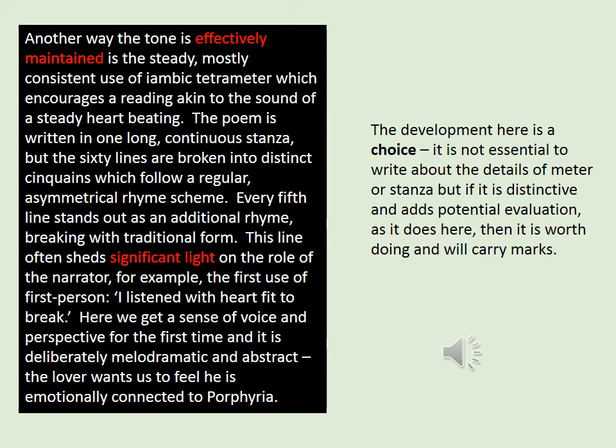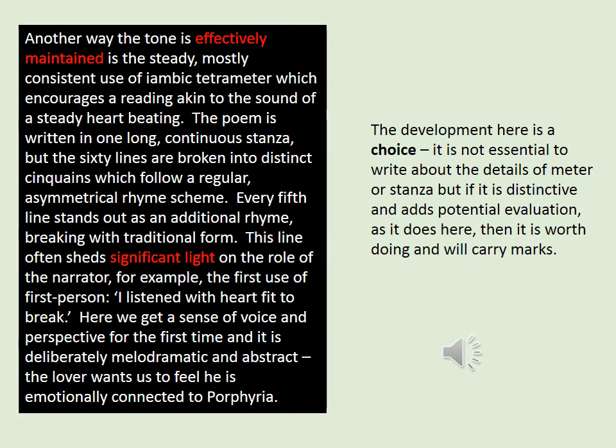Here's my example. Another way the tone is effectively maintained is the steady, mostly consistent use of iambic tetrameter, which encourages a reading akin to the sound of a steady heart beating. The poem is written in one long continuous stanza, but the 60 lines are broken into distinct cinquains, which follow a regular, asymmetrical rhyme scheme. Every fifth line stands out as an additional rhyme, breaking with traditional form. This line often sheds significant light on the role of the narrator.